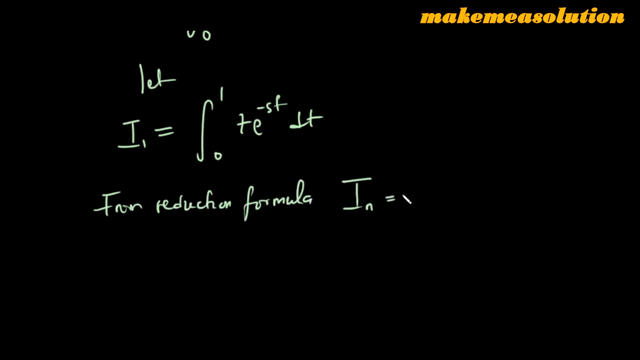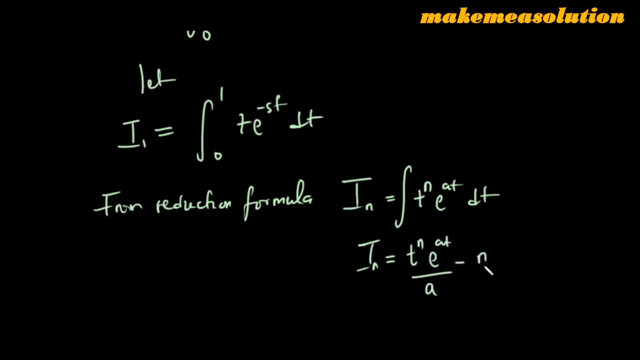Let me not put any limits. In is the integral of t raised to the power of n exponential at dt, and In evaluates to t raised to the power of n exponential at all over a, minus n over a times I n minus 1. If you're not conversant with how I got this particular reduction formula, you should watch the video just before this one on reduction formulas for Laplace transform, and you will understand how I got this formula.